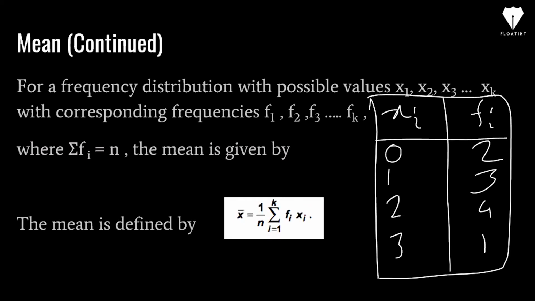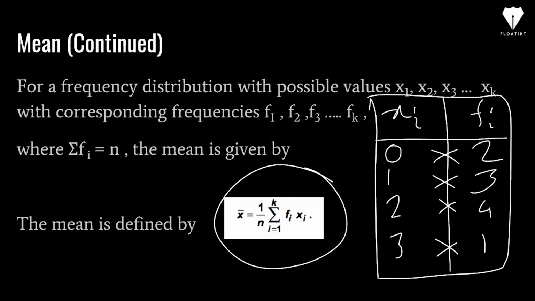How do you calculate the mean? The basic theme is the same. You just sum these up. So 0 is repeated 2 times, so 0 plus 0. 1 is repeated 3 times, so 1 plus 1 plus 1, and so on. You sum all the observations, and then you divide by the number of observations, that is 2 plus 3 plus 4 plus 1. This is captured in this formula, x bar is equal to 1 by n into summation of fi into xi.